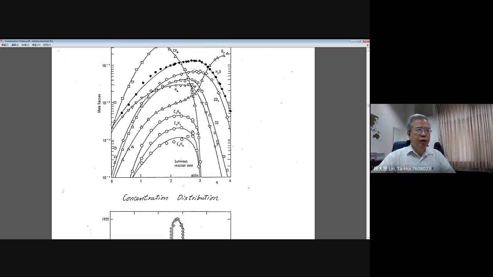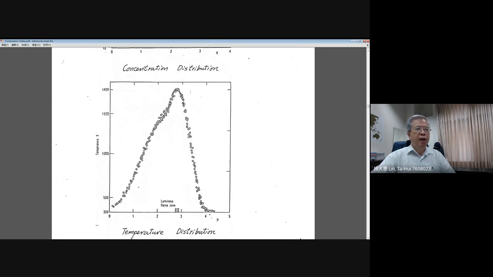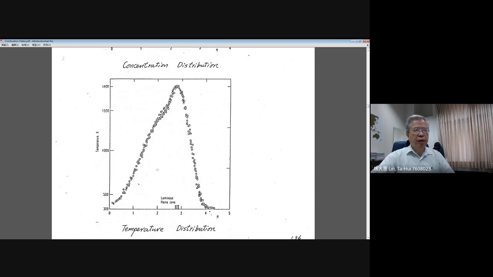Now look at the temperature distribution. You can see very clearly here, in the upstream side, in the lower flow, the temperature is quite low. Here it is somewhere around 300 K, which means room temperature. And when approaching closer to the diffusion flame, the temperature increases to a very high value, up to 1800 K. And on the left-hand side, you can still see the temperature gradient increasing from the edge of the burner to the flame position.